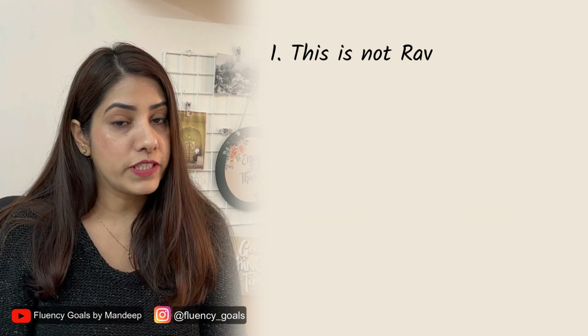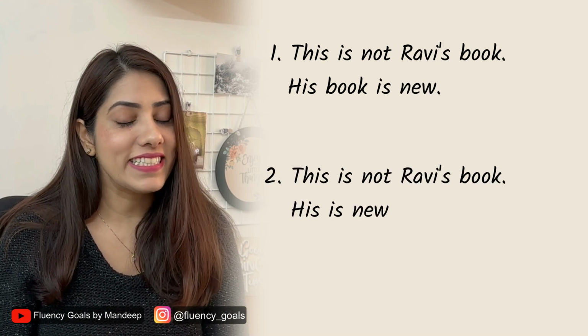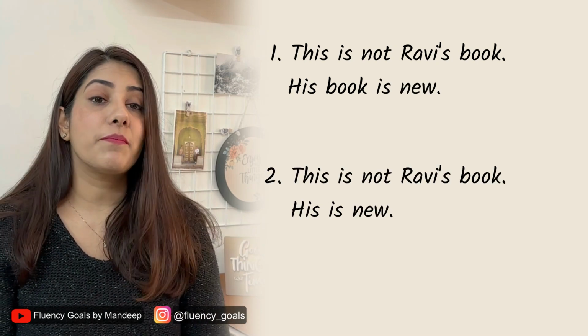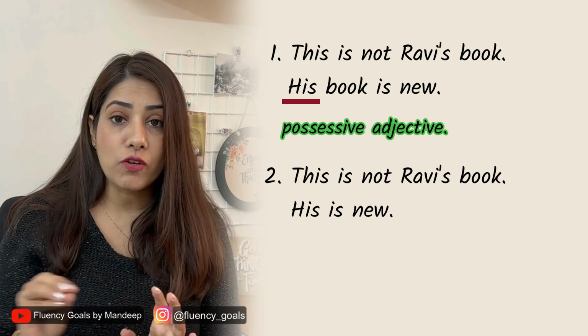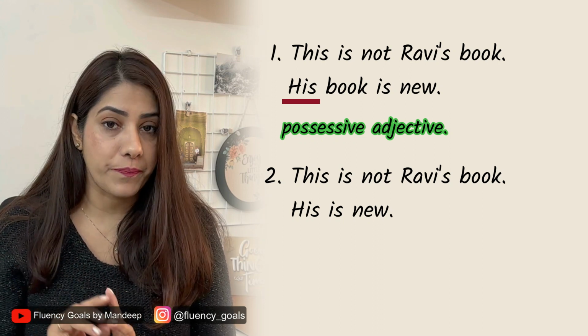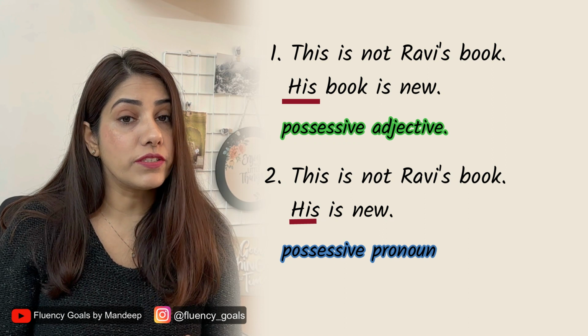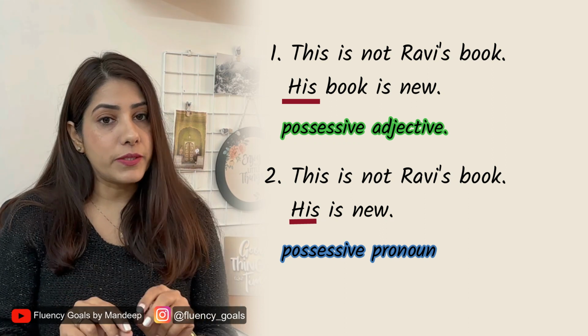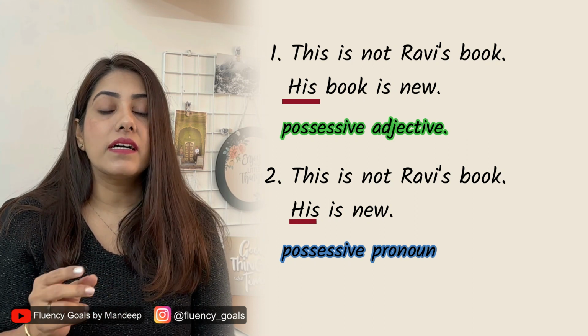This is not Ravi's book. His book is new. This is not Ravi's book. His is new. Now, in the first example, his book is a possessive adjective as it is followed by a noun, book. And in the second example, his is new. His refers to the book. And here we can easily replace his with another noun.